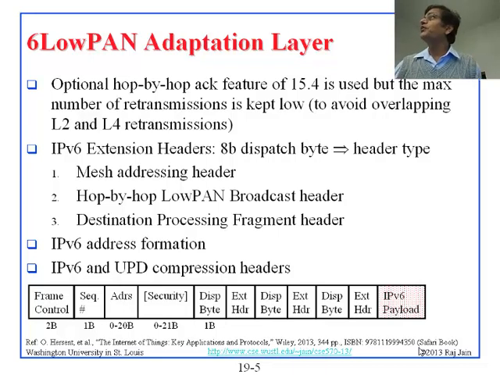But anyway, the LoWPAN adaptation layer says, okay, if you want to retransmit, please retransmit once or twice, but no more than that, because more than that is a waste of time. The upper layer will retransmit. So they allow retransmission, but only a small number, like 2 or 3. The second thing they do is the extension headers. They have 3 new extension headers called mesh addressing header, hop by hop broadcast, and destination processing.